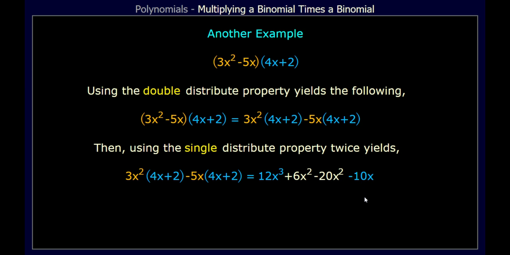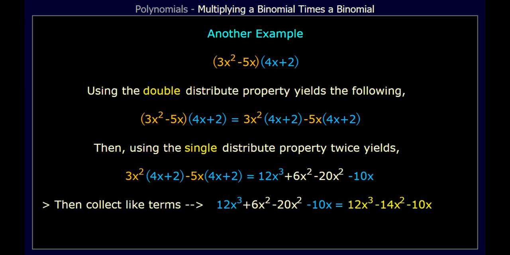All right. So what do we have to do? Well, it's like terms again. So I have these like terms here in the light green here. The x cubed doesn't have a buddy, so I copy him over. These two, I have 6 minus 20. It's minus 14. And then finally, the minus 10x. He doesn't have a buddy, so I just copy him over there. And yellow is the answer.